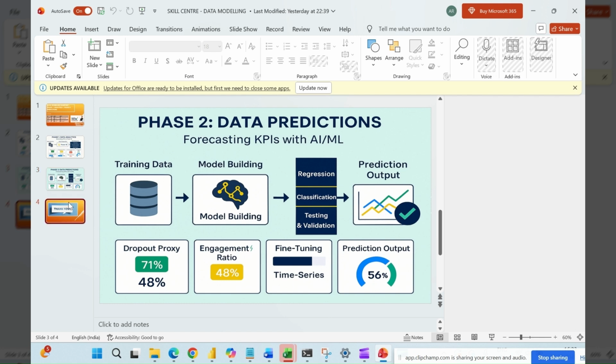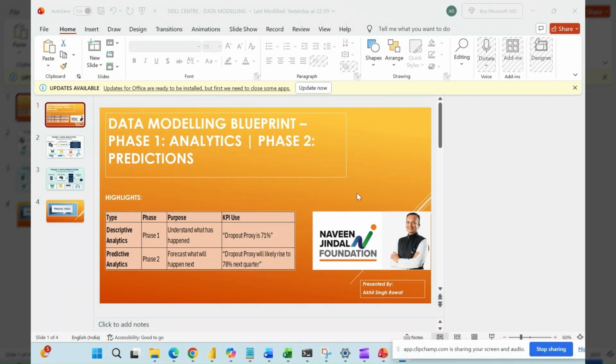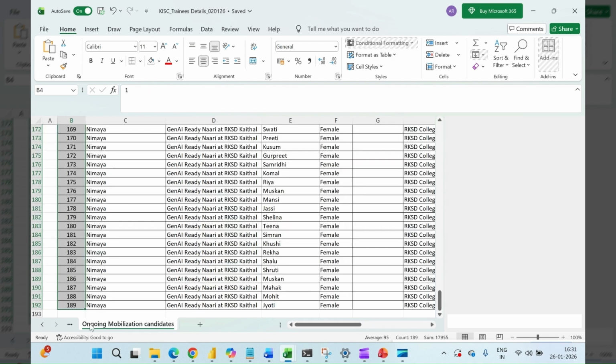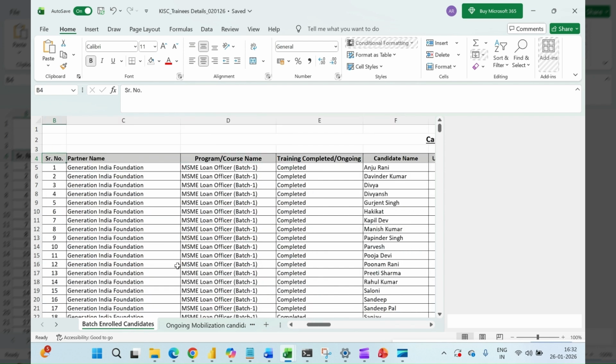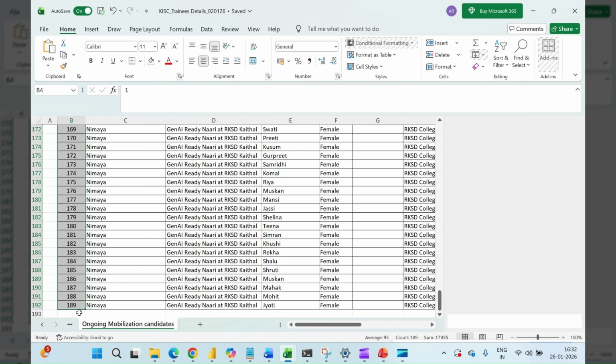So that's it for the presentation. Okay, so let's go to the production part. Before that, I will show you the data that was shared with me by Deepak. This is active data, batch enrolled candidates. This is active candidates, and this is mobilized. What we can see from here is that there is very limited data, and from that we were still able to make our six KPIs. The purpose of showing this data is that you can see the count. This is 175 records for active candidates, and for mobilized there is a count of 189.